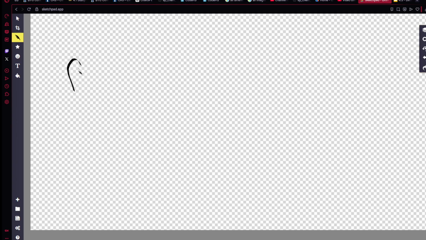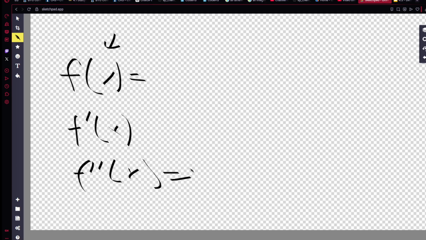The reason why I say it's important to know physics is because f of x is position, f prime of x is velocity, and f double prime of x is equal to acceleration. The reason why physics and calculus are so connected is because Newton usually solved things in terms of physics, while Leibniz focused on the theoretical math aspect of it. So both were different approaches to calculus.